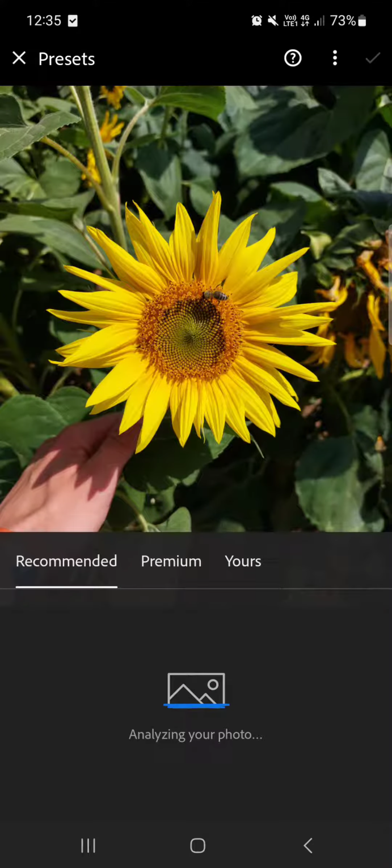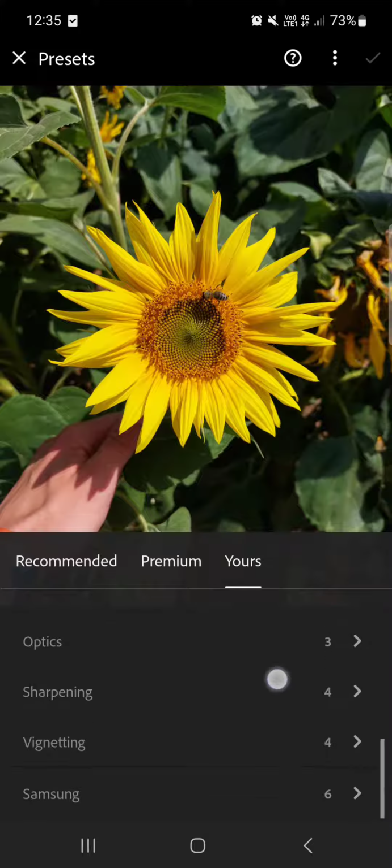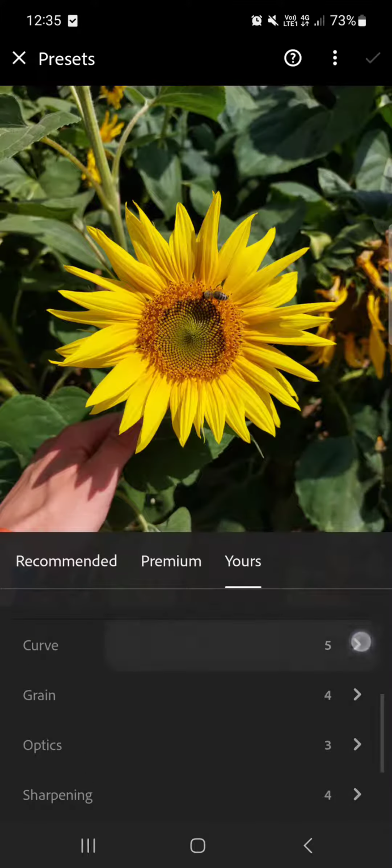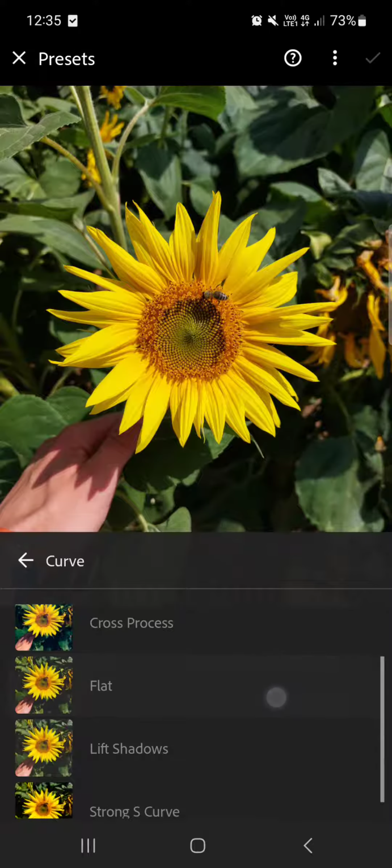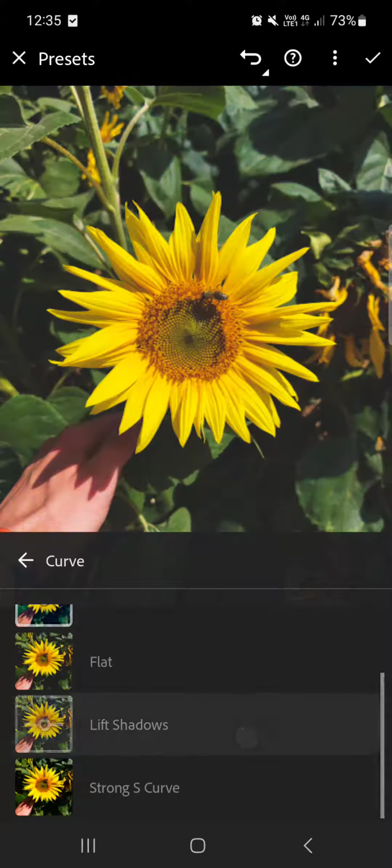We either remain here in the recommended category, and then Adobe analyzes the picture and finds presets that best fit the picture, or we can go into the yours category that is created by Adobe, which analyzes your other pictures that you already edited, and then creates presets that are based on that information, so that they fit your style.